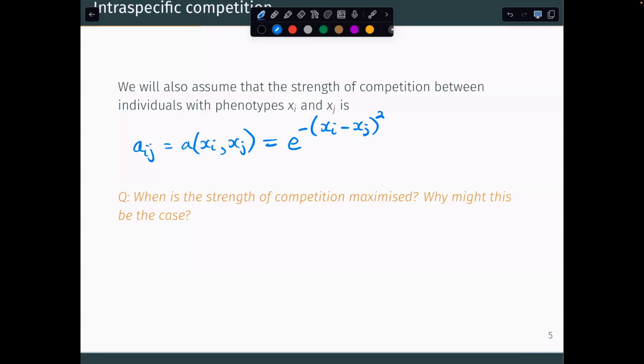Okay. So with this competition function, when is the strength of competition maximized? And why might this be the case?